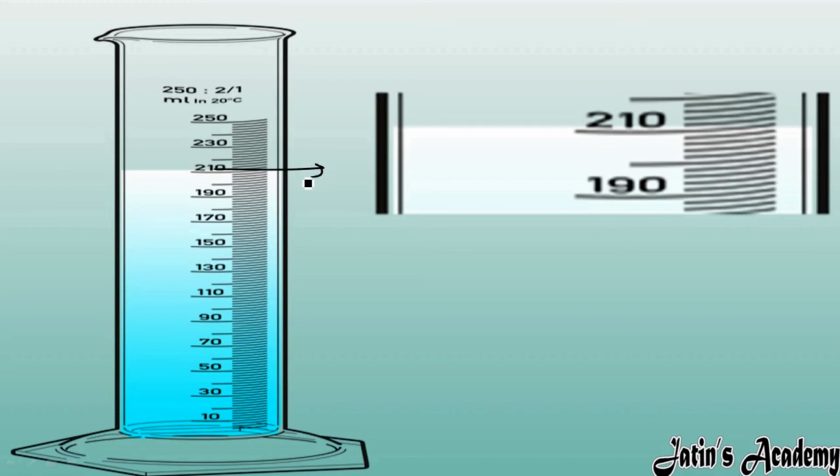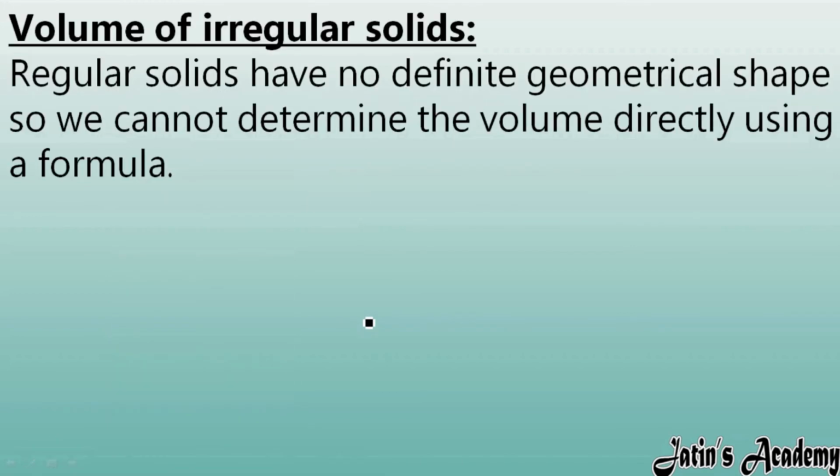Here you can note down the reading. So here the volume of liquid is 210 ml. So in this way we can simply measure the volume of any liquid. Fine. Next we have volume of irregular solids.